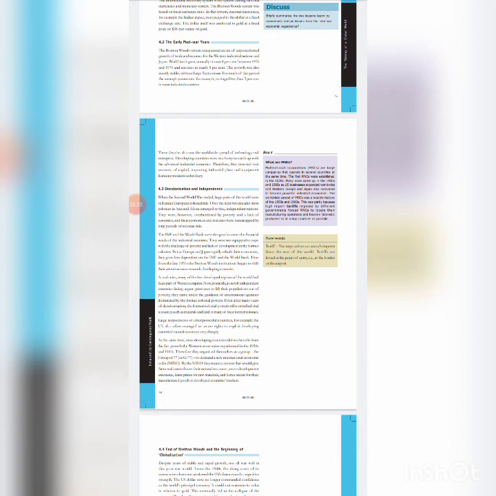Decolonization and independence. After the end of the Second World War, large parts of the world were still under European colonial rule. The IMF and the World Bank were designed to meet the financial needs of the industrial countries. From the late 1950s, the IMF and the World Bank shifted their attention more towards developing countries. Most developing countries did not benefit from the fast growth the Western economies experienced in the 1950s and 1960s.